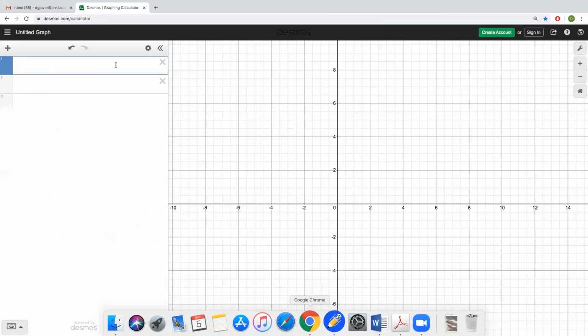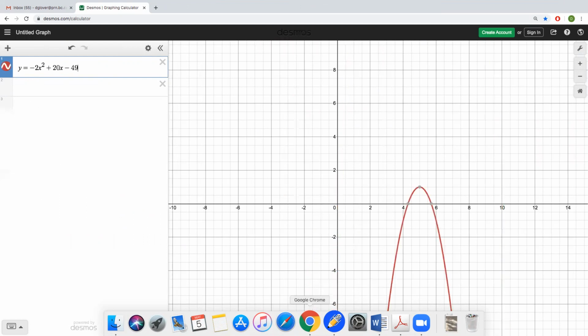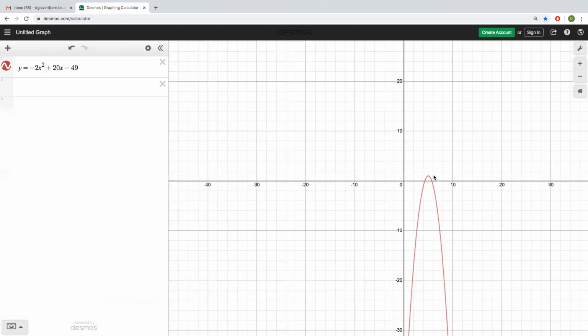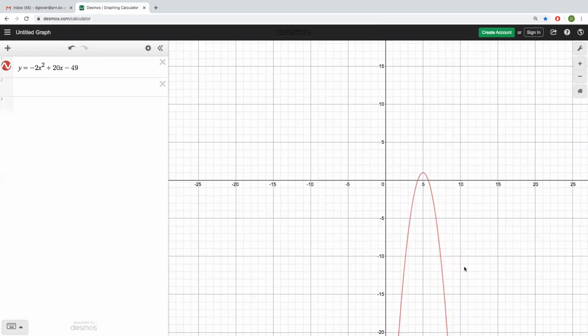We're going to plot our function. So the function is y equals minus 2x squared plus 20x minus 49. So there's our function. And it does open down. Well, maybe we should double check that it has the right y-intercept. The y-intercept here is minus 49. We're good. What we're interested in is the maximum, the y-intercept, and the x-intercepts.